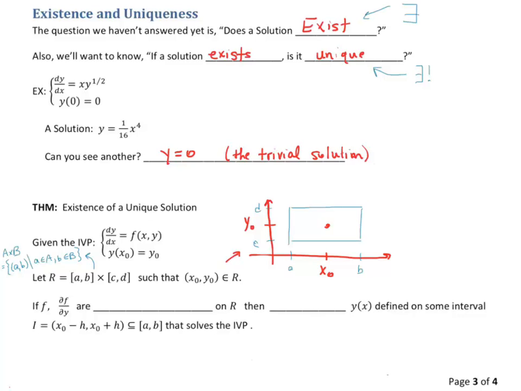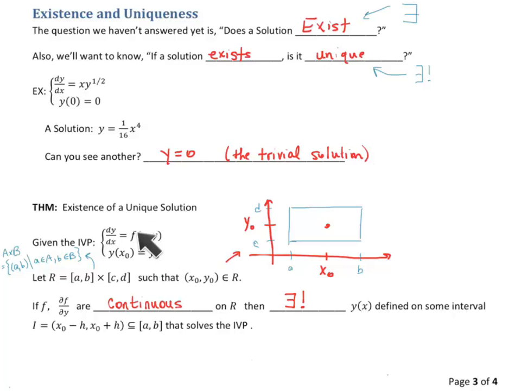So this is a picture of (x naught, y naught) being inside of the rectangle R. Now, if you can find a rectangle R so that f and the partial derivative of f with respect to y are continuous everywhere on that rectangle, then there exists a unique solution to the initial value problem over some interval around x naught that's inside of [a, b]. That's the condition: the function is continuous, and so is its partial derivative with respect to y.